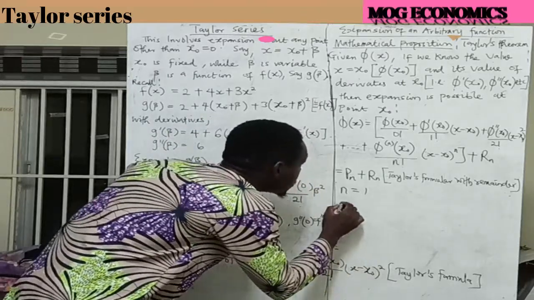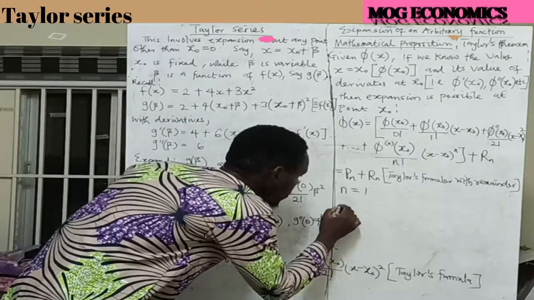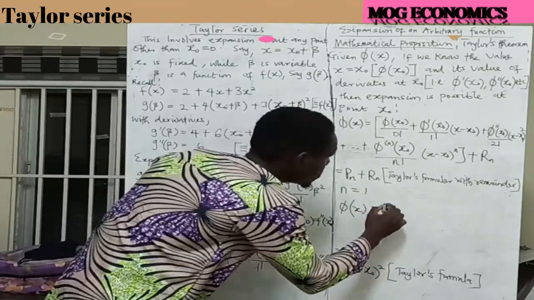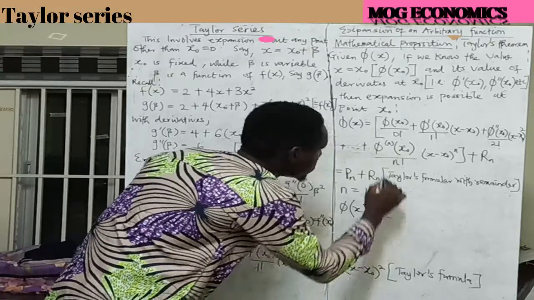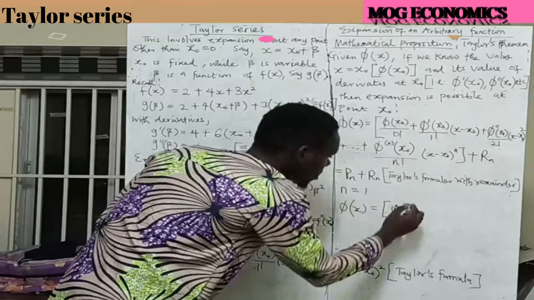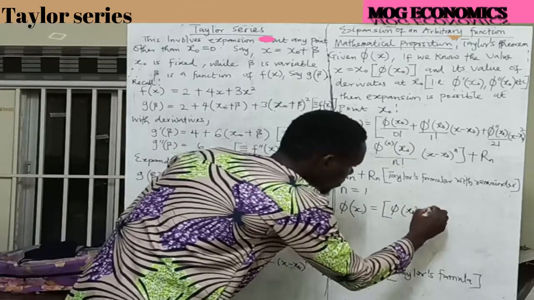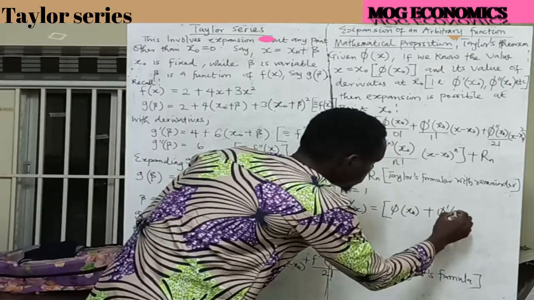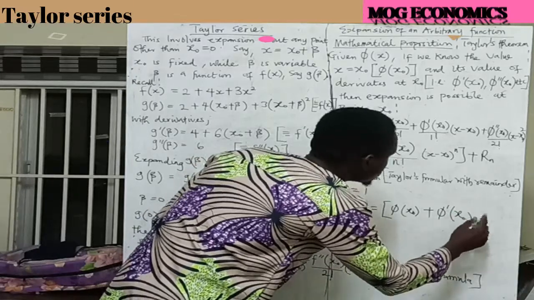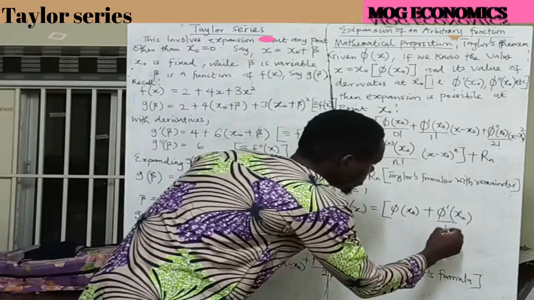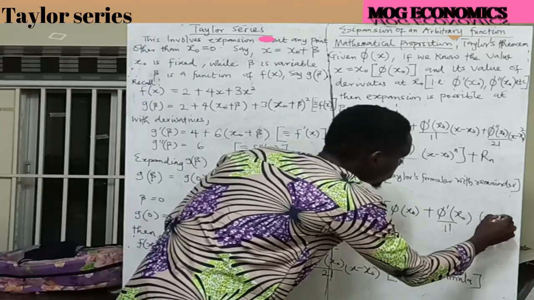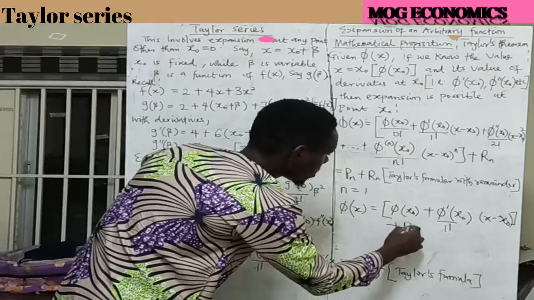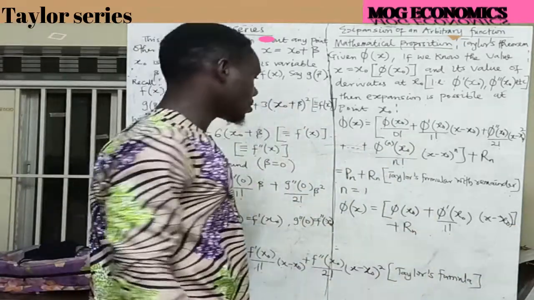Here we have this equals this, the first one here, plus this n, plus the remainder term.